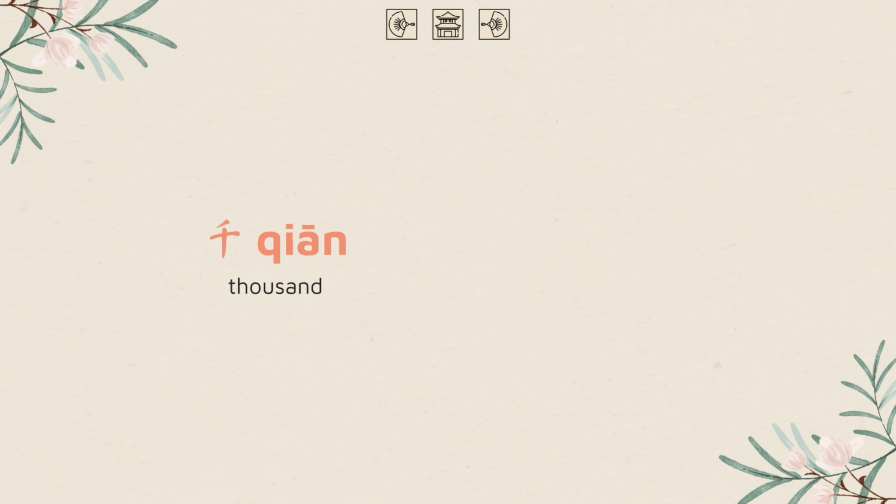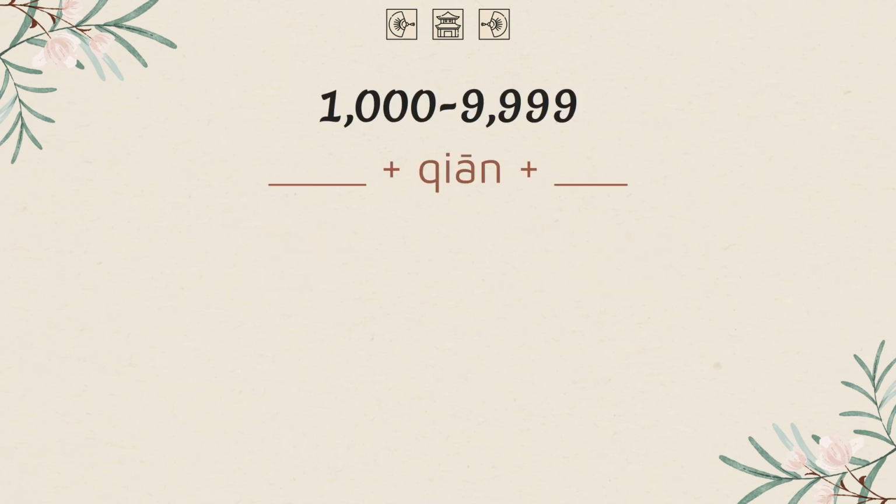The word for thousand is 千. And we have a word for 10,000. We don't just say 一万. We say 万. I will show you how these work. So basically it follows the same rules as before. 1,000 would be 一千. 1,000.